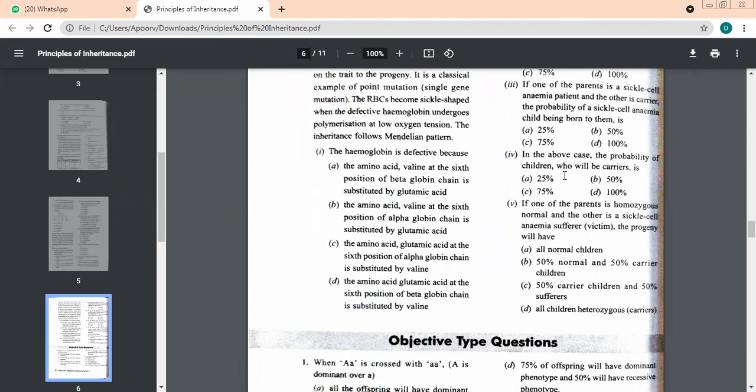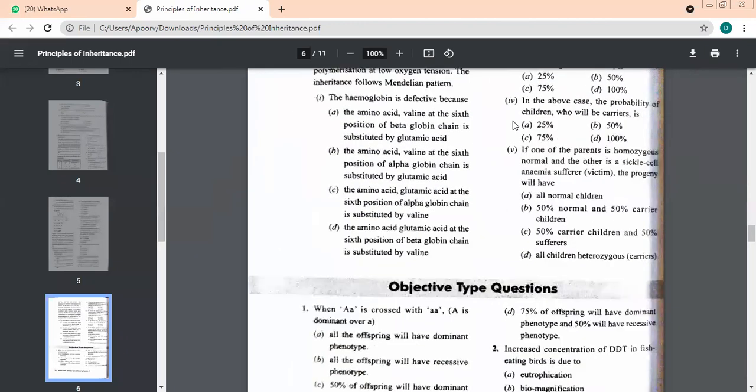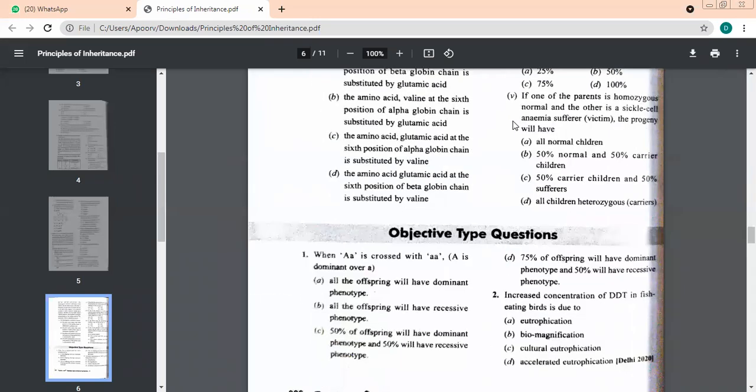Tell me the answer to the third one very quickly. The time is about to get over. Ma'am, 100%. One of the parents has sickle cell anemia, the other is a carrier. Probability of children who will be carriers. Ma'am, 50%. Yes. What about the last one? One of the parents is homozygous, the other is a victim. The progeny will be. Ma'am, 50% normal and 50% carrier.